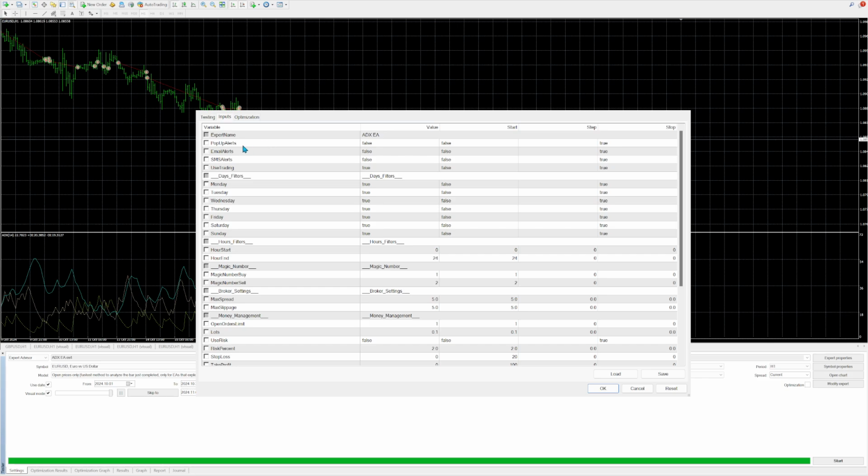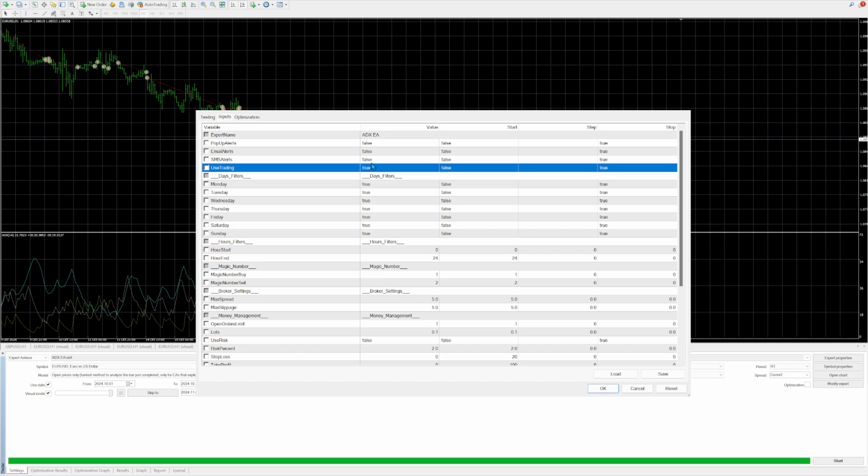Okay, you can set the EA to send you pop-up alerts. Basically, when there's a signal, the platform will do a pop-up and a sound alert, just to let you know that there's a trading signal. You can set email alerts, SMS alerts, and also use trading. When use trading is set to true, that means that the EA will actually place a trade on your behalf.